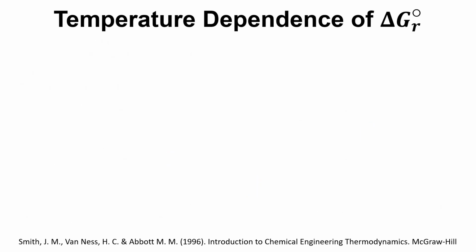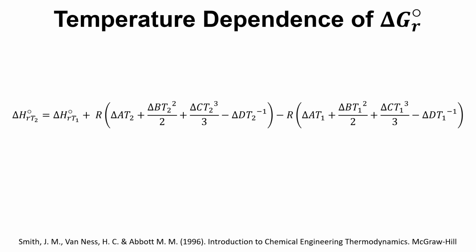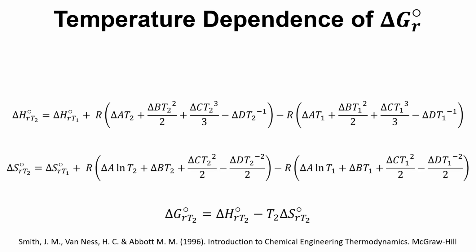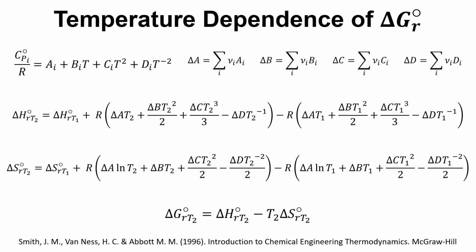Now that we have these two equations, we can put these together and think about this delta G_R equals delta H_R minus T_2 delta S. So putting all of that together, with the CP in the form of CP divided by R equals A plus BT plus CT squared plus D T to the minus 2, with all of that information, we can now get the temperature dependence for the Gibbs energy change of reaction.